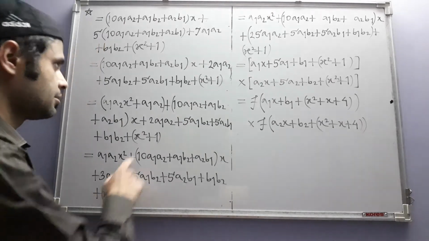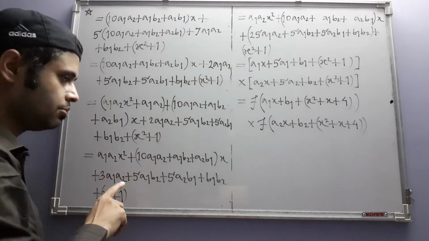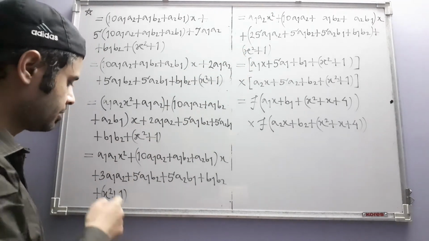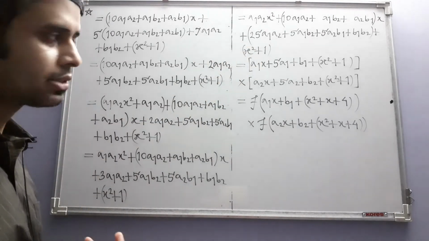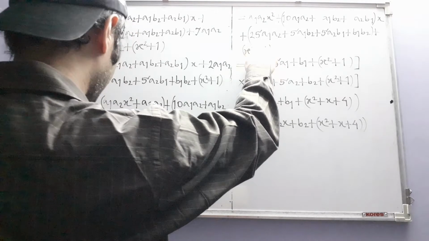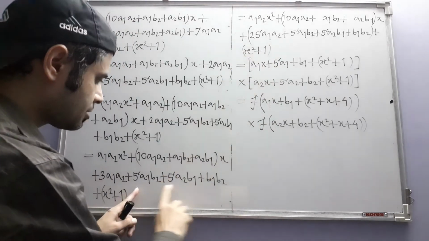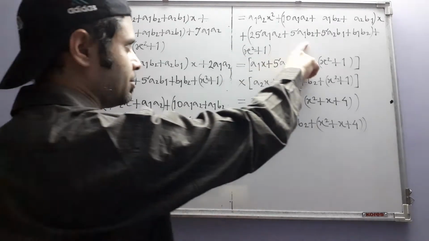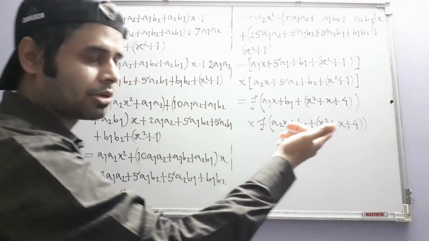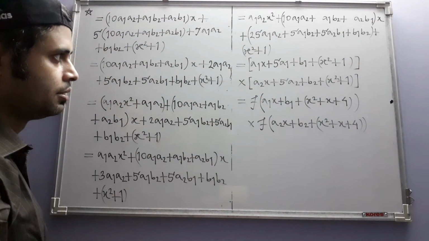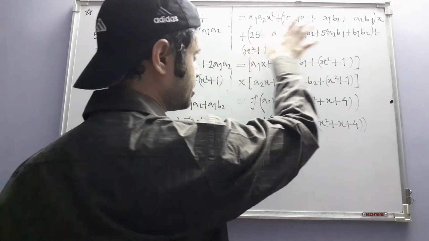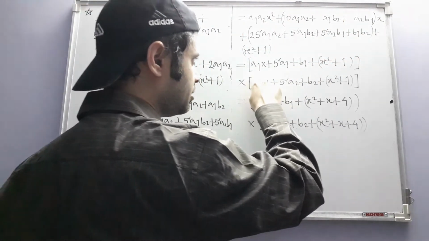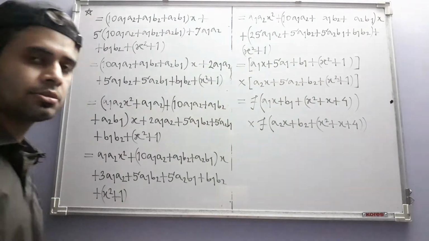In other words, 25 is congruent to 3 mod 11. So that's why modulo 11, they are the same congruence class. So here we have 25 a1 a2, and the rest of the things are same. 5 a1 b2 plus 5 a2 b1 plus b1 b2 plus the ideal. Now this whole thing, this whole coset can be written as the product of these two cosets.